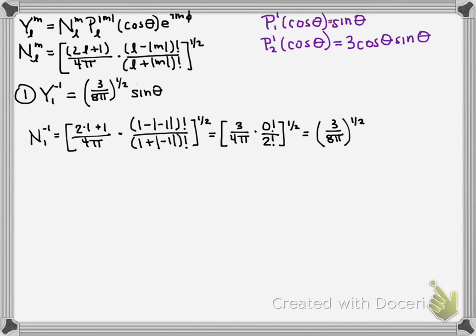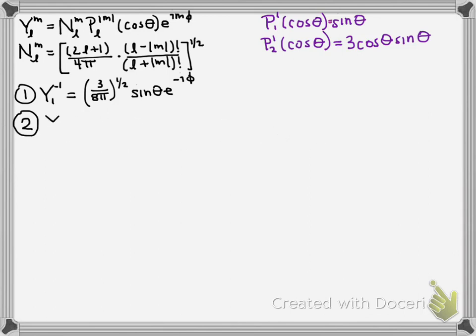So let's plug that in. Our 1, 1 Legendre polynomial is sine theta. And then our exponential is going to go to e to the negative i phi when we plug in m equals negative 1. So we have solved number 1. Question 1 was just write out this wave function.